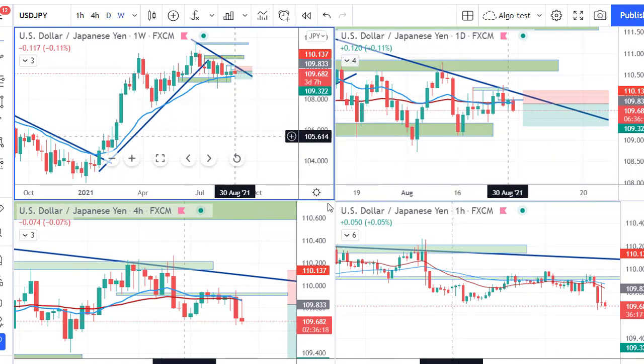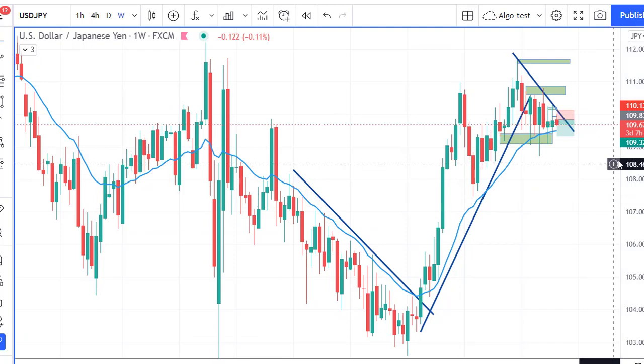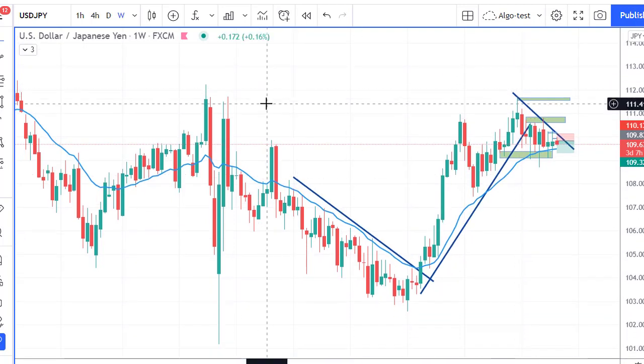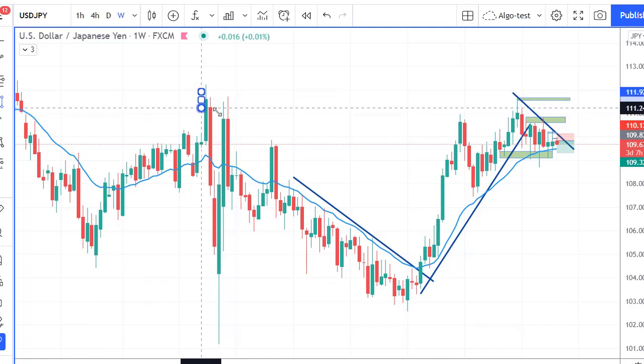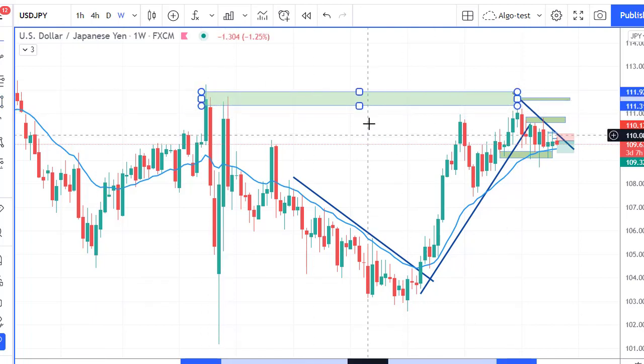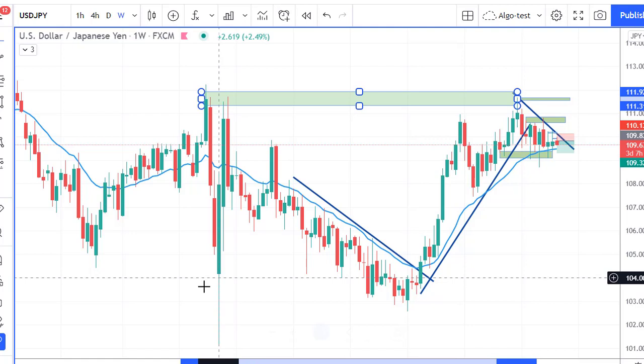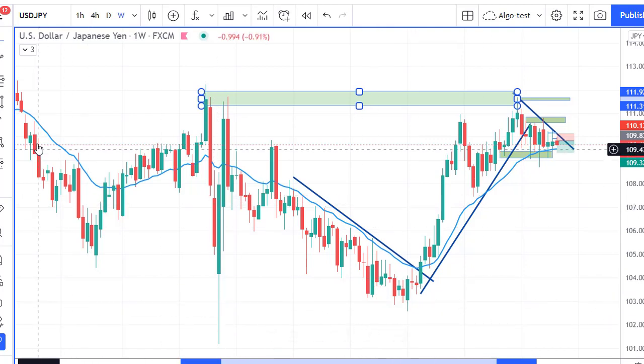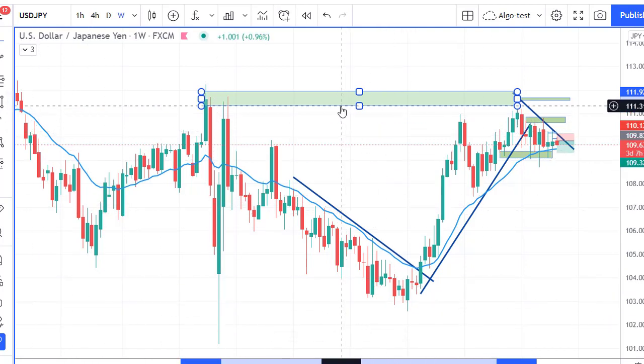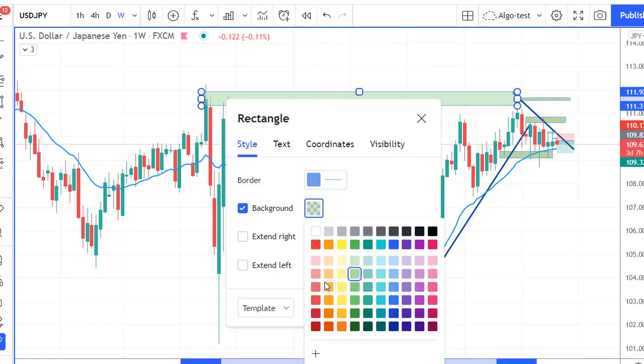All right, so let's start with the dollar yen here. Now what I do normally is that I start on a weekly time frame. I don't mention that too much because there's not much analysis going on here. It's just a quick glance. I do draw some major tops and bottoms, and I normally go in here and make them another color.